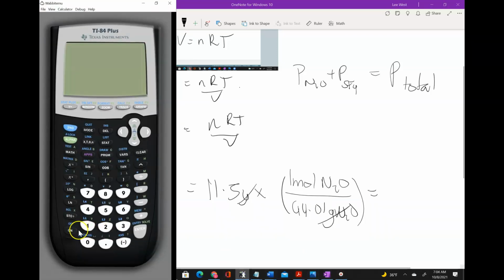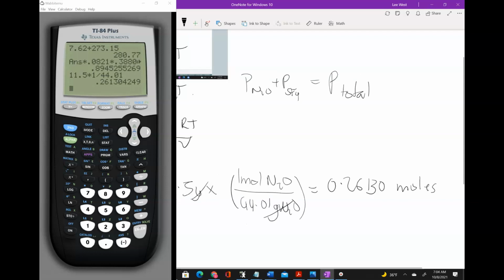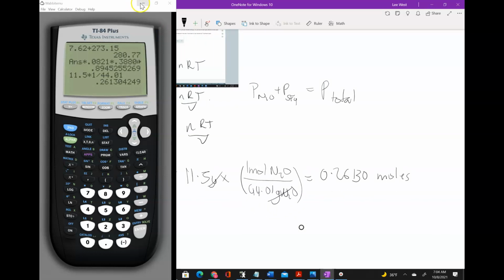All right, so 11.5 times 1 over 44.01, enter, and 0.26130. We're going to go to 3 sig figs, so if I go to 5 in my intermediate calculations, I'll be in good shape.